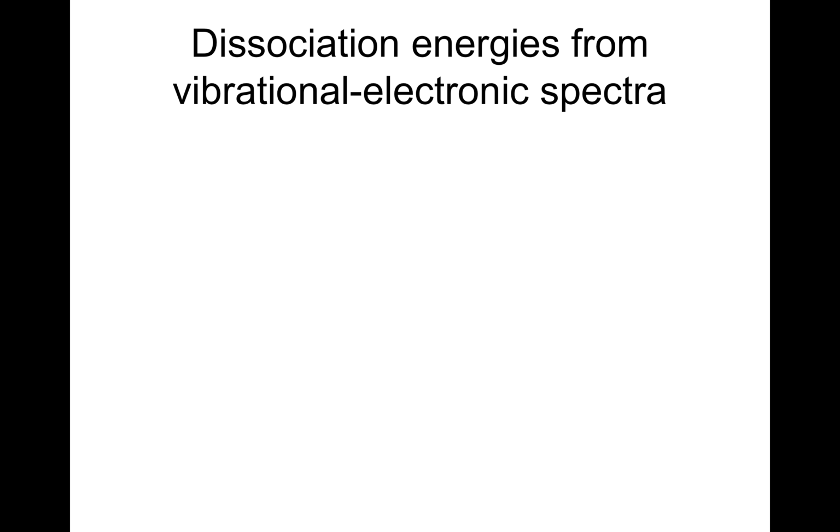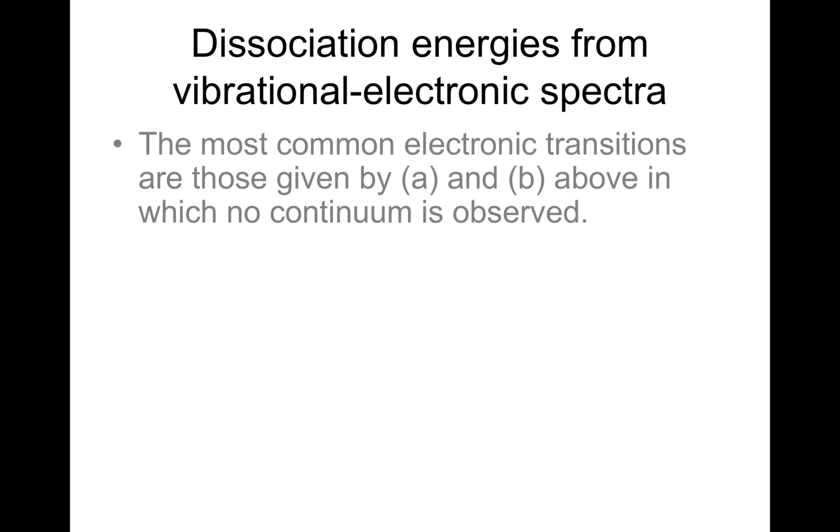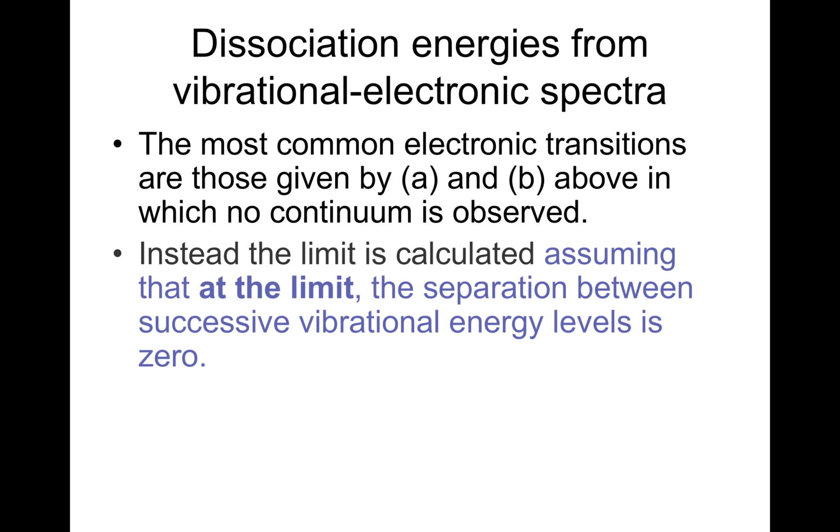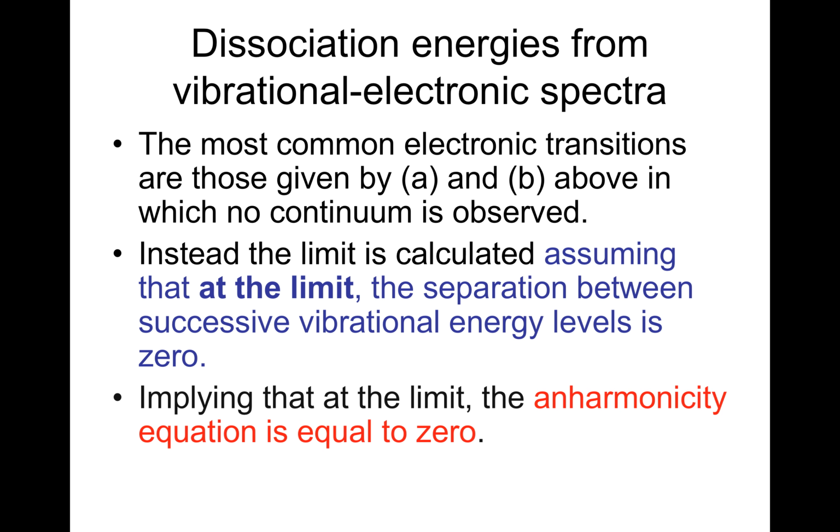Dissociation energies from vibrational-electronic spectra. The most common electronic transitions are those given by A and B above, in which no continuum is observed. Instead, the limit is calculated assuming that at the limit, the separation between successive vibrational energy levels is 0, implying that at the limit, the anharmonicity equation is equal to 0.